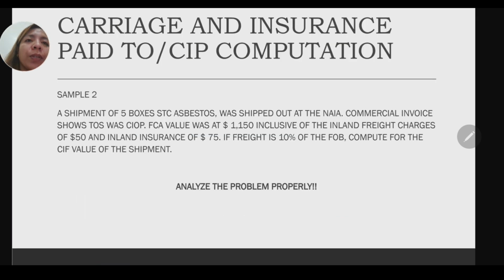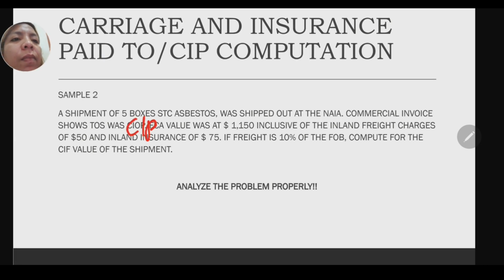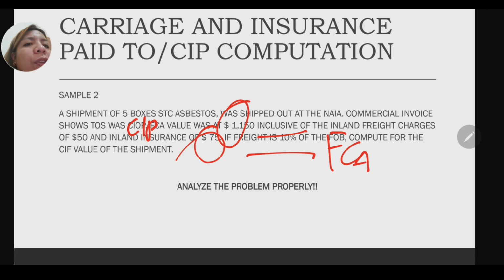Okay, this is sample number 2 for your CIP. A shipment of 5 boxes said to contain asbestos was shipped out at the NAIA. The commercial invoice shows the terms of shipment was CIP. The FCA value was $1,150, inclusive of the inland freight charges of $50 and inland insurance of $75. If the freight rate is 10% of the FCA, compute for the CIP value.